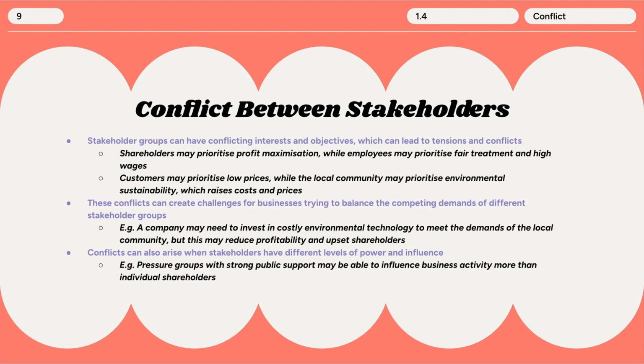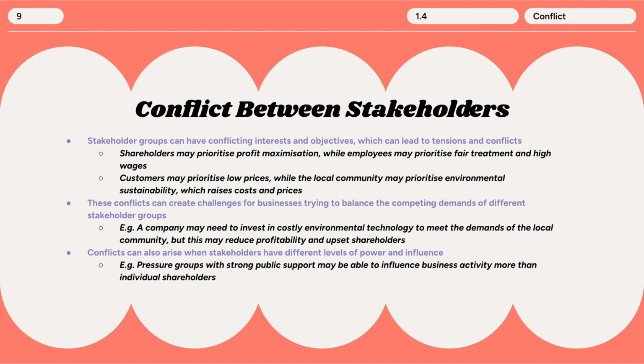And now let's talk about conflicts between stakeholders. As we know, different stakeholder groups have different interests and objectives, and these might conflict. Stakeholder groups can have conflicting interests and objectives, and this can lead to tensions and conflicts. For example, shareholders may prioritize maximizing profits, while employees might prioritize fair treatment and high wages. Another example could be customers prioritizing low prices, while the local community may prioritize environmental sustainability.